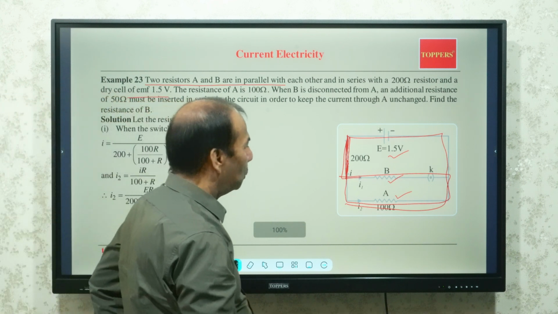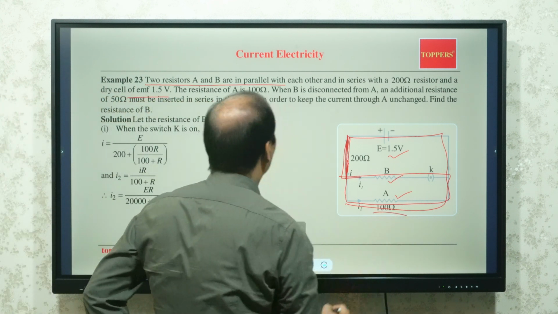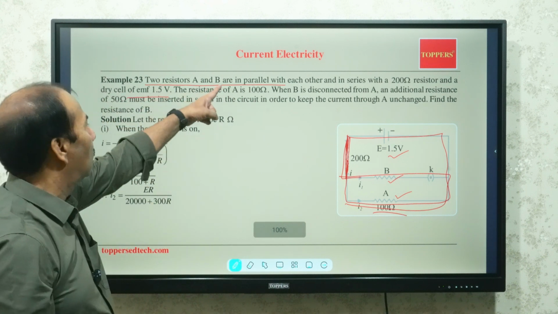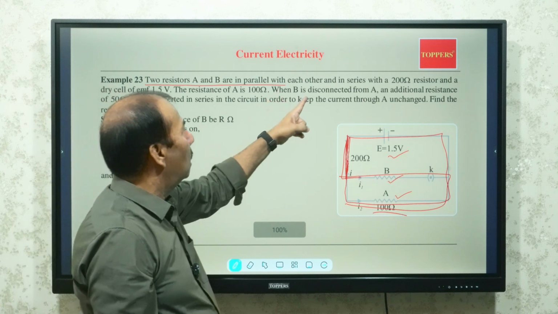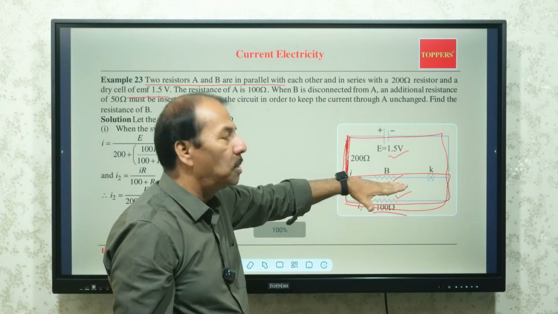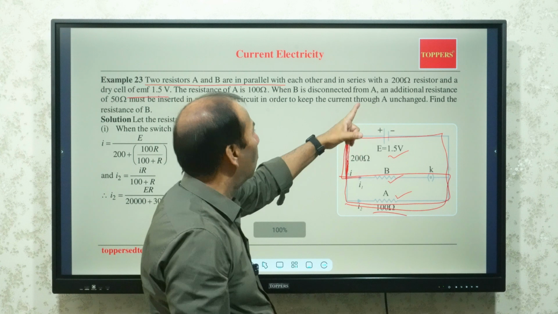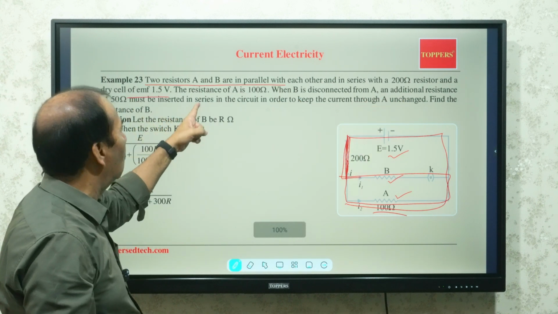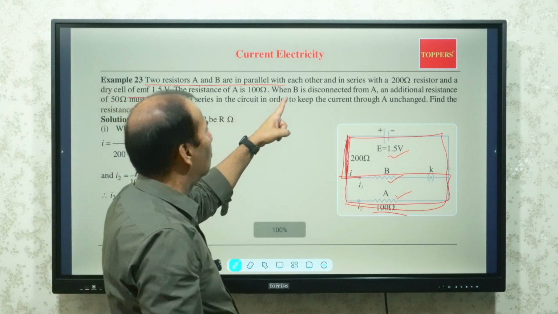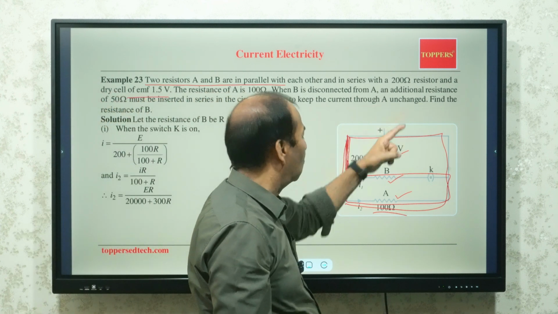The resistance of A is 100 ohm. Two resistors A and B, the values of A and B are given as 100 ohm. When B is disconnected and removed, an additional resistance of 50 ohm must be inserted in series in the circuit in order to keep the current through A unchanged.